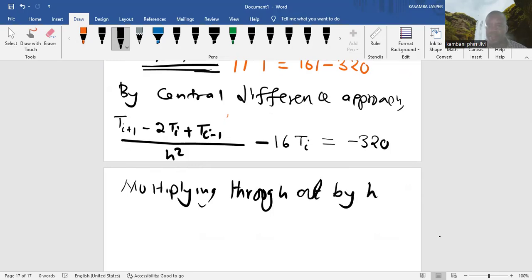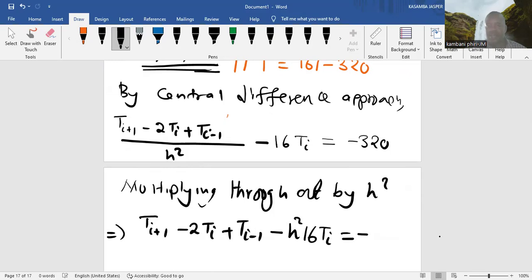By h squared. So what are we going to have? So we'll have ti plus 1 minus 2ti plus ti minus 1. So this will be minus h squared 16 ti is equal to negative h squared 320.